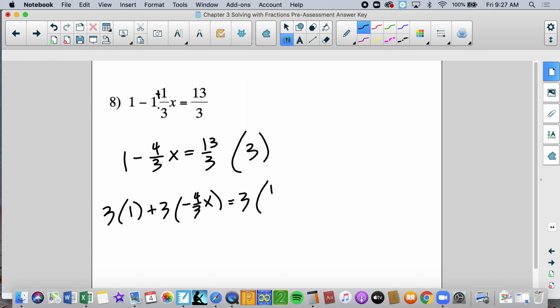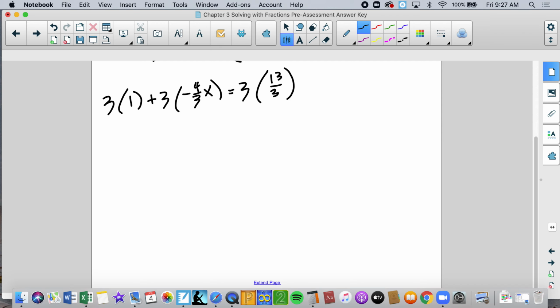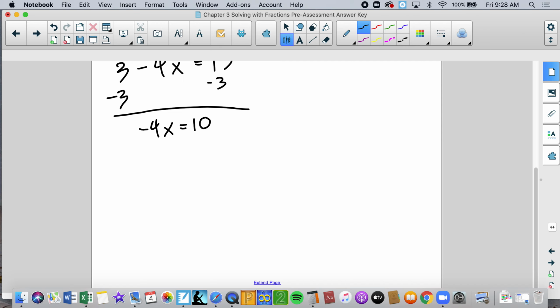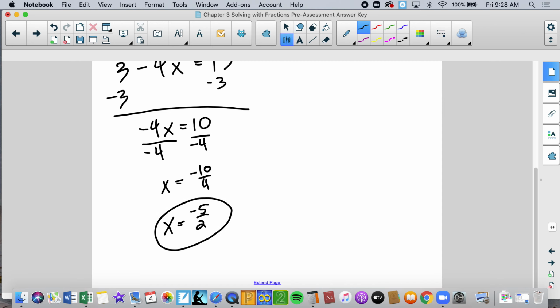And then 3 times 13/3. My pen today is not working well. 3 times 1 is 3. No, that's going to be minus. Denominator cancels with the numerator. We're left with negative 4x equals 13, the 3 in the denominator canceling with the 3 in the numerator. Let's subtract 3. Negative 4x equals 10. Divide by negative 4, divide by negative 4. X equals negative 10/4, which can be reduced by 2/2, which gives me negative 5/2.